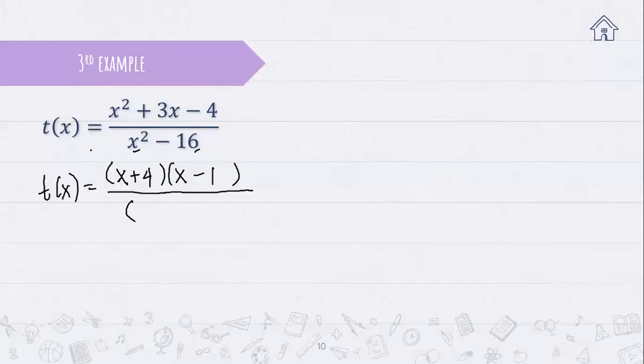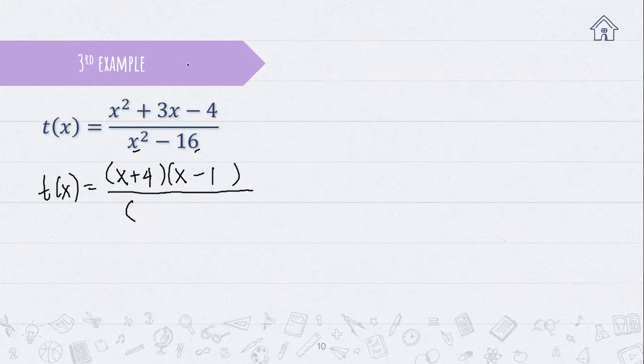Ito po, ayan. Ito yung t of x is equal to x squared plus 3x minus 4 over x squared minus 16. So, ang factor, kanina, ng x squared plus 3x minus 4 is x plus 4 and x minus 1. Tama? Okay, na-explain ko na kanina kasi ang factors ng -4 is +4 and -1. Tapos pag pinag-add yun, +3.